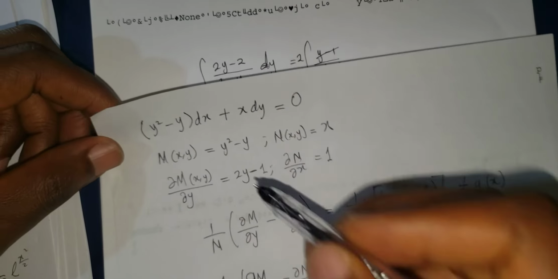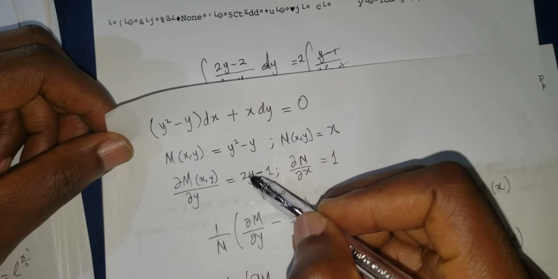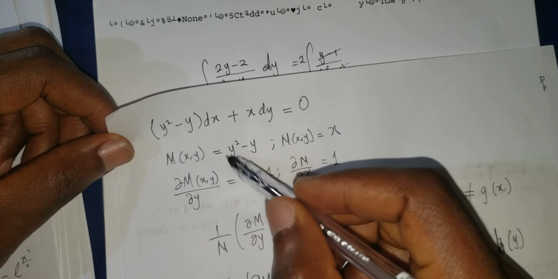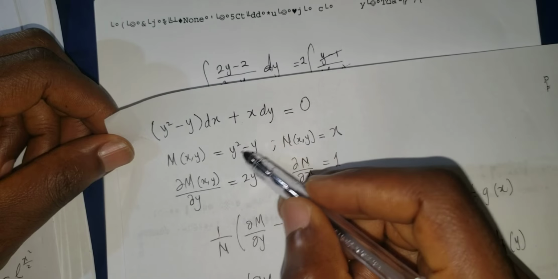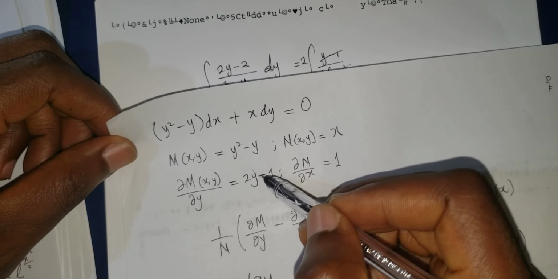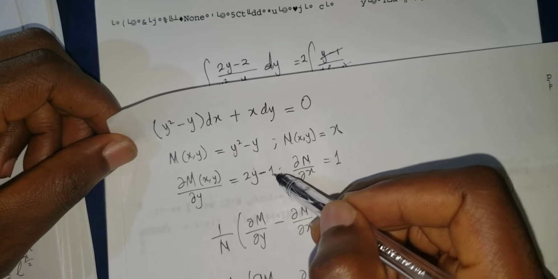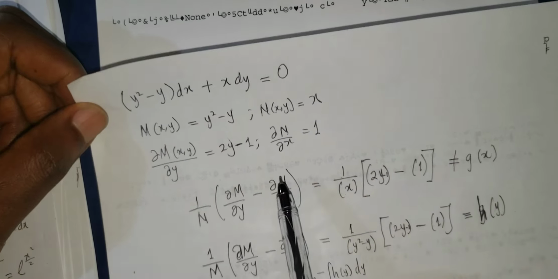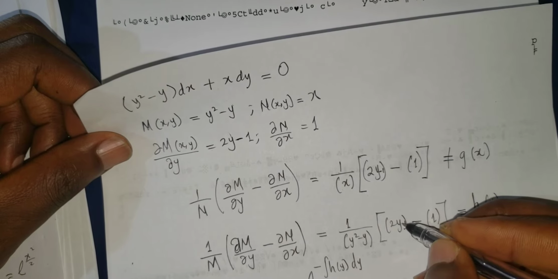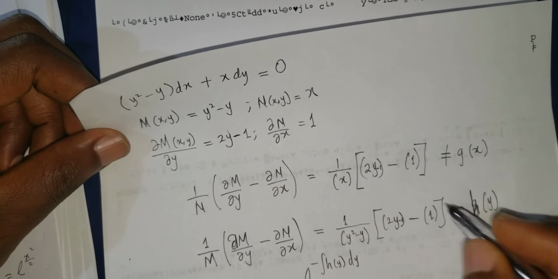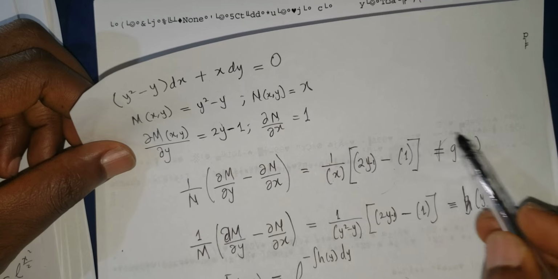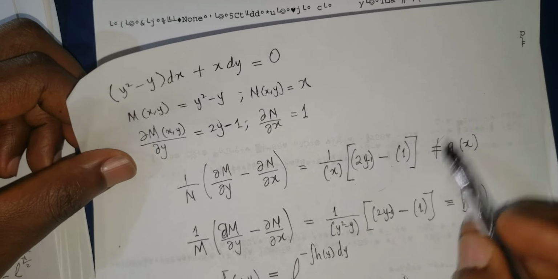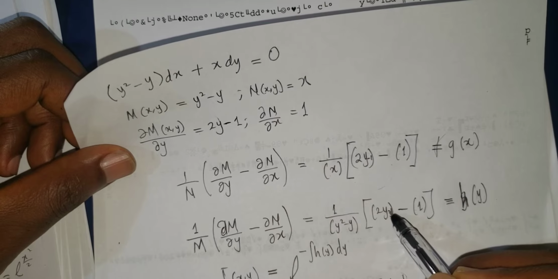The error was this. Earlier I wrote here the derivative of y squared minus y with respect to y, and I wrote only 2y before. It's meant to be 2y minus 1. Of course, this is still not a function that depends on x, so we cannot use that approach. But here, this is meant to be 2y minus 1.